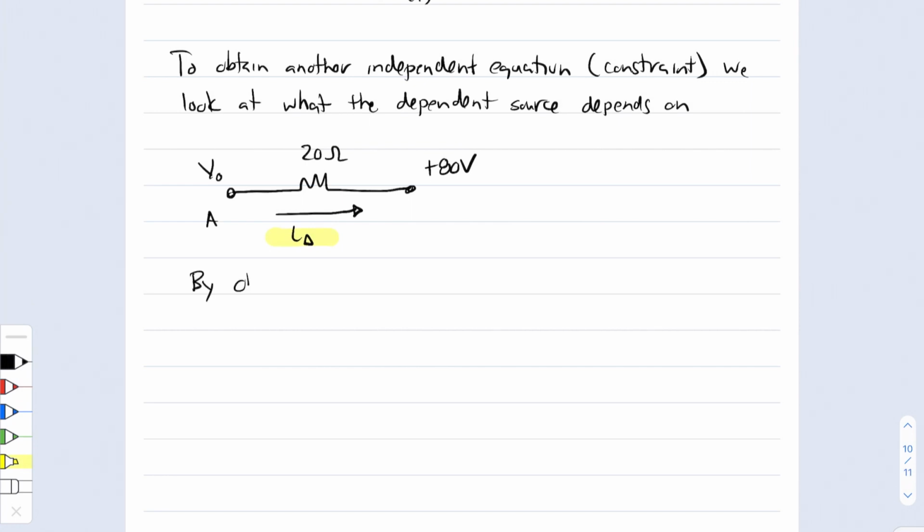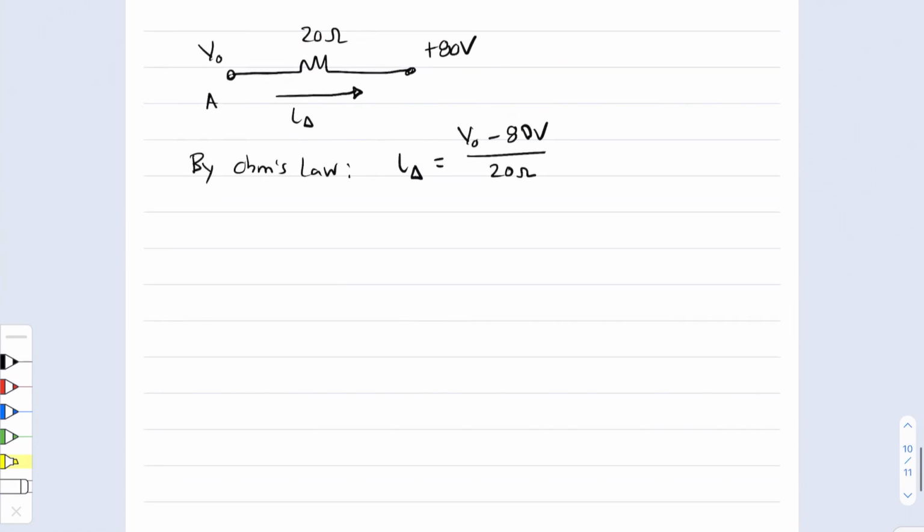Now I can use Ohm's law, the modified version, that incorporates these node voltages to say that I sub delta is the node voltage of where the current's starting minus the node voltage of where the current's ending divided by the resistance that it's flowing through. So here I have V naught minus 80 volts over my 20 ohms like this. And this is now my independent equation, but it's not in standard form.